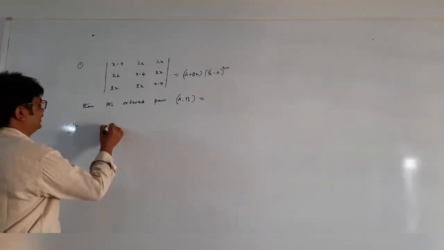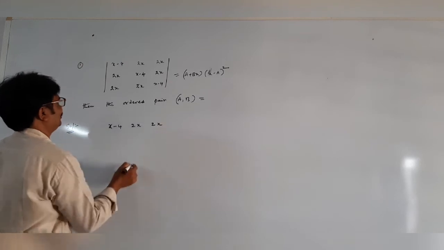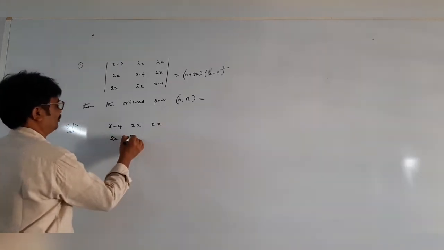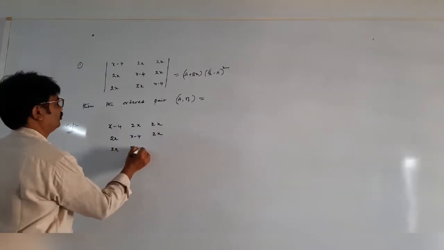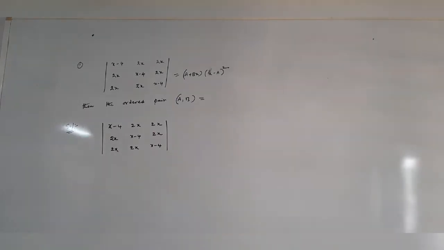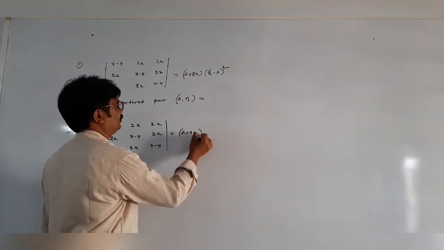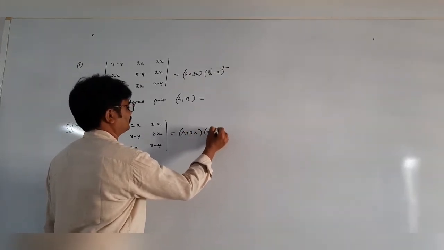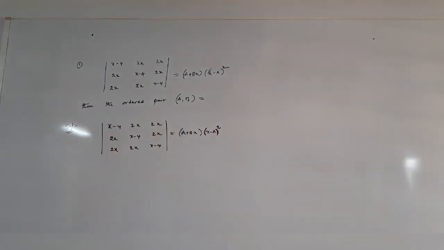Today we are going to discuss determinants. So, the determinant of x minus 4, 2x, 2x, x minus 4, and then 2x, x minus 4. What was the answer? The answer is (a plus bx)(x minus a) whole square. This is JEE Mains 2018. Okay. So how to complete this one?